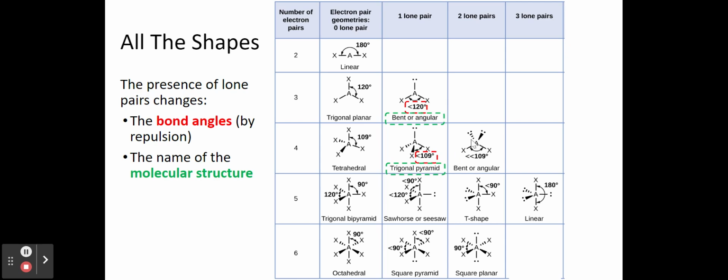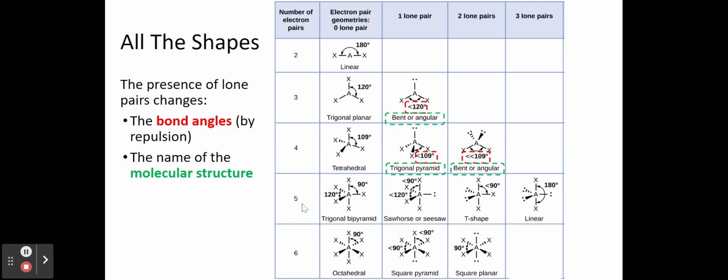Now let's say we've got 2 lone pairs of electrons and 2 bonding pairs of electrons. Well, 2 lone pairs of electrons have even more repulsion, so our bond angle would be even less than 109 degrees. And we would say that our molecular geometry would be bent or angular. Now notice that the bond angle here would be greater than the bond angle here because we have 1 lone pair of electrons repelling here versus 2 lone pairs of electrons repelling here.